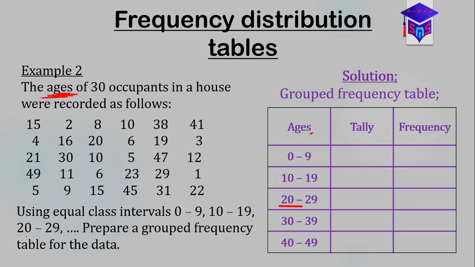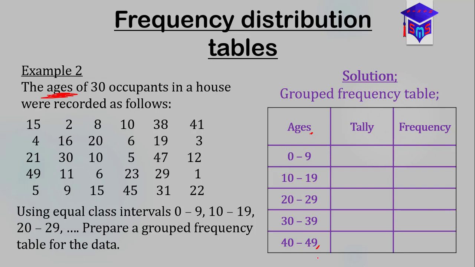The next one is 20 to 29. You agree with me that you're not given the next one, but when you look at the pattern, you can generate the next class interval, which is 30 to 39, and then the next one, 40 to 49. And then someone will ask, why did we stop over here at 40 to 49 and not continue with 50 to 59?